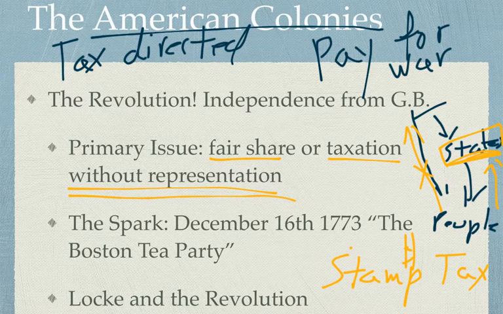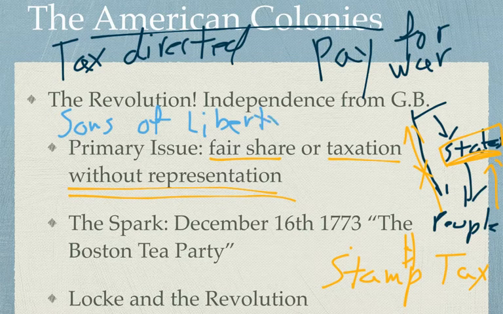And so as a result, a bunch of organizations will emerge, and one of the most important of these are the Sons and Daughters of Liberty. They're going to basically be the first kind of homegrown groups saying, hey, don't import things from Britain. As a matter of fact, if you want to know why we drink coffee in the United States, it's because we wanted to boycott the importation of tea. And this is going to culminate on December 16th, 1773, what today we call the Boston Tea Party.